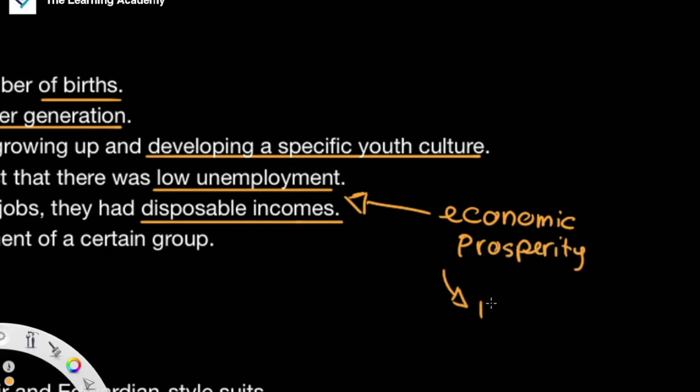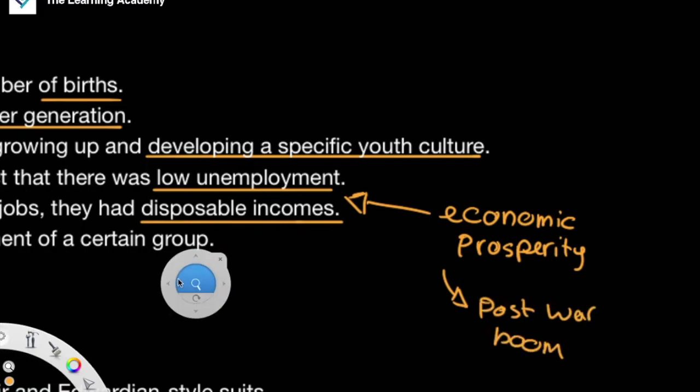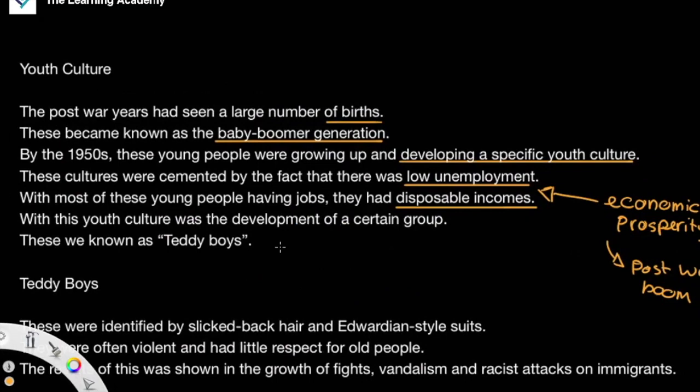And as you can tell, it's very important that you are able to understand the relationship that economics plays with societal factors. The fact that these young people developed a youth culture can largely be attributed to the fact that they had disposable incomes due to the fact that they all had jobs. And this was a result of low unemployment because of economic policies and the general post-war boom that was going to happen anyway following the Second World War. So the economics almost plays into how the social cultures develop.